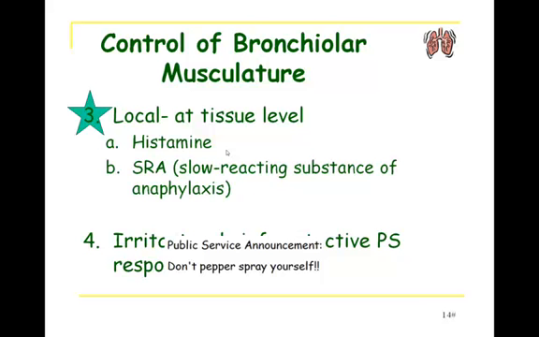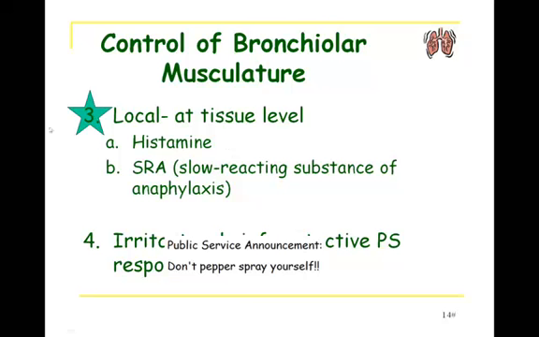The histamine can cause, on bronchial smooth muscle, significant constriction, and the receptors on there cause constriction of the bronchial smooth muscle. But remember, it also causes vasodilation. So remember, on blood vessels, it relaxes the smooth muscle, but it constricts the bronchial smooth muscle, so it makes it more difficult for you to breathe because of histamine.